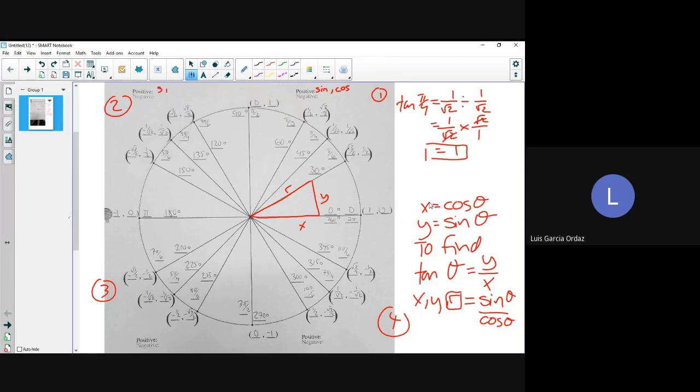Sine is positive and cos is negative. Okay. How about in quadrant 3? Tangent. So tan is positive, but negative is sine and cos. And then positive in quadrant 4 is cosine, and the negative is just sine.